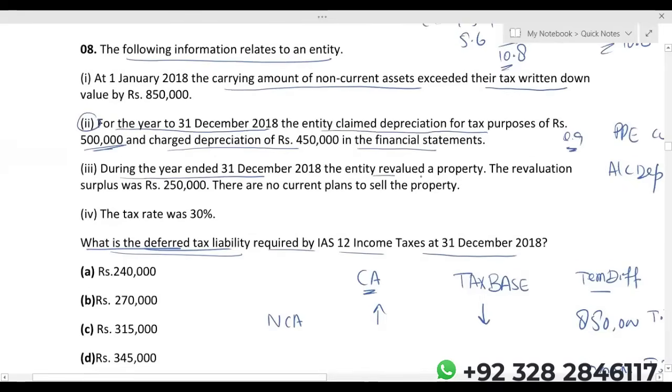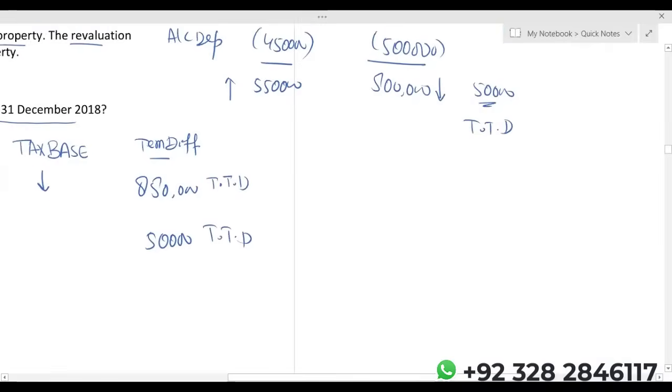During the year ended December 18, the entity revalued a property. The revaluation surplus is 2 lakh 50. There are no current plans to sell the property. Now, listen carefully. Due to revaluation, you have increased your carrying amount, but taxation authorities don't accept revaluation surplus. So the carrying amount will increase by 2,50,000 while the tax base will not increase. Logically, this revaluation surplus will also result in a taxable temporary difference.